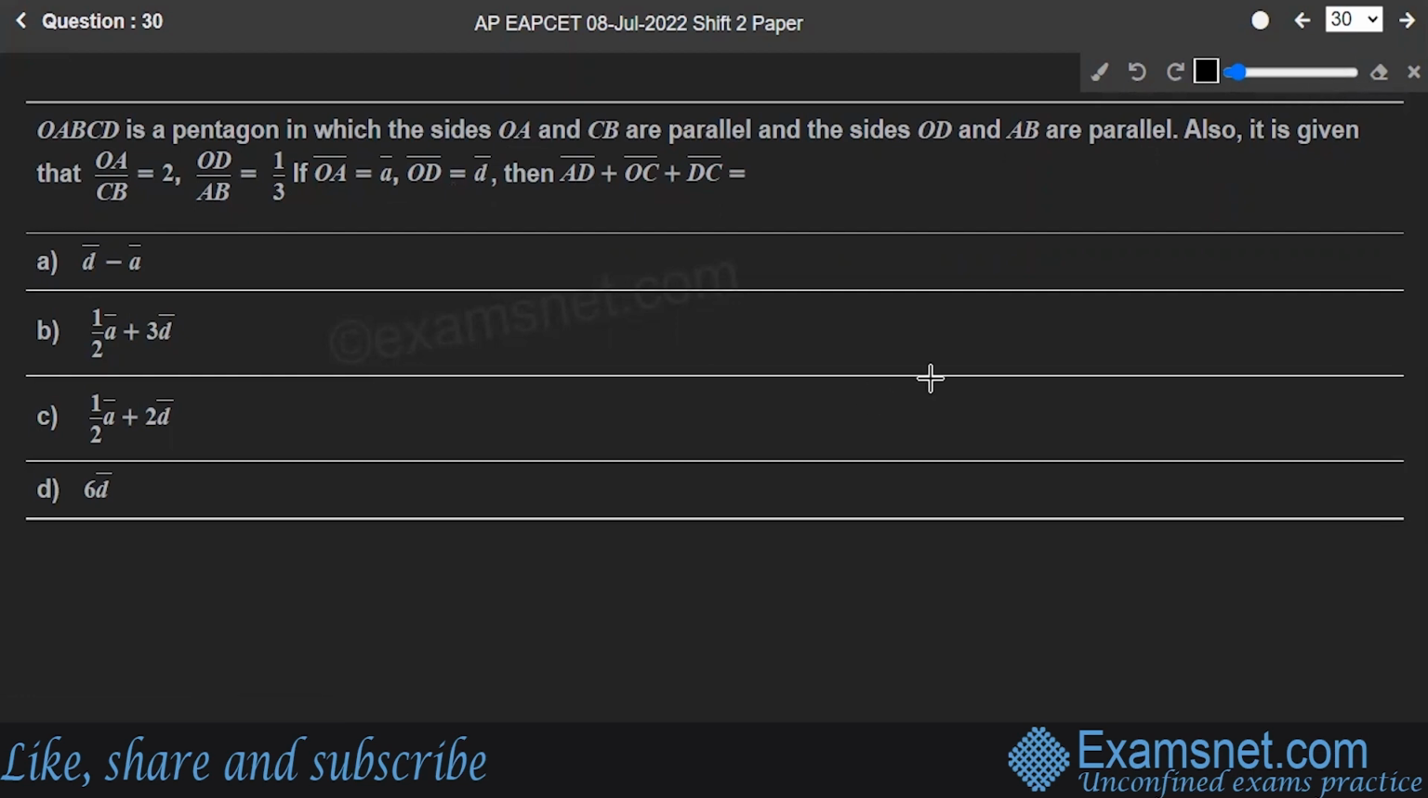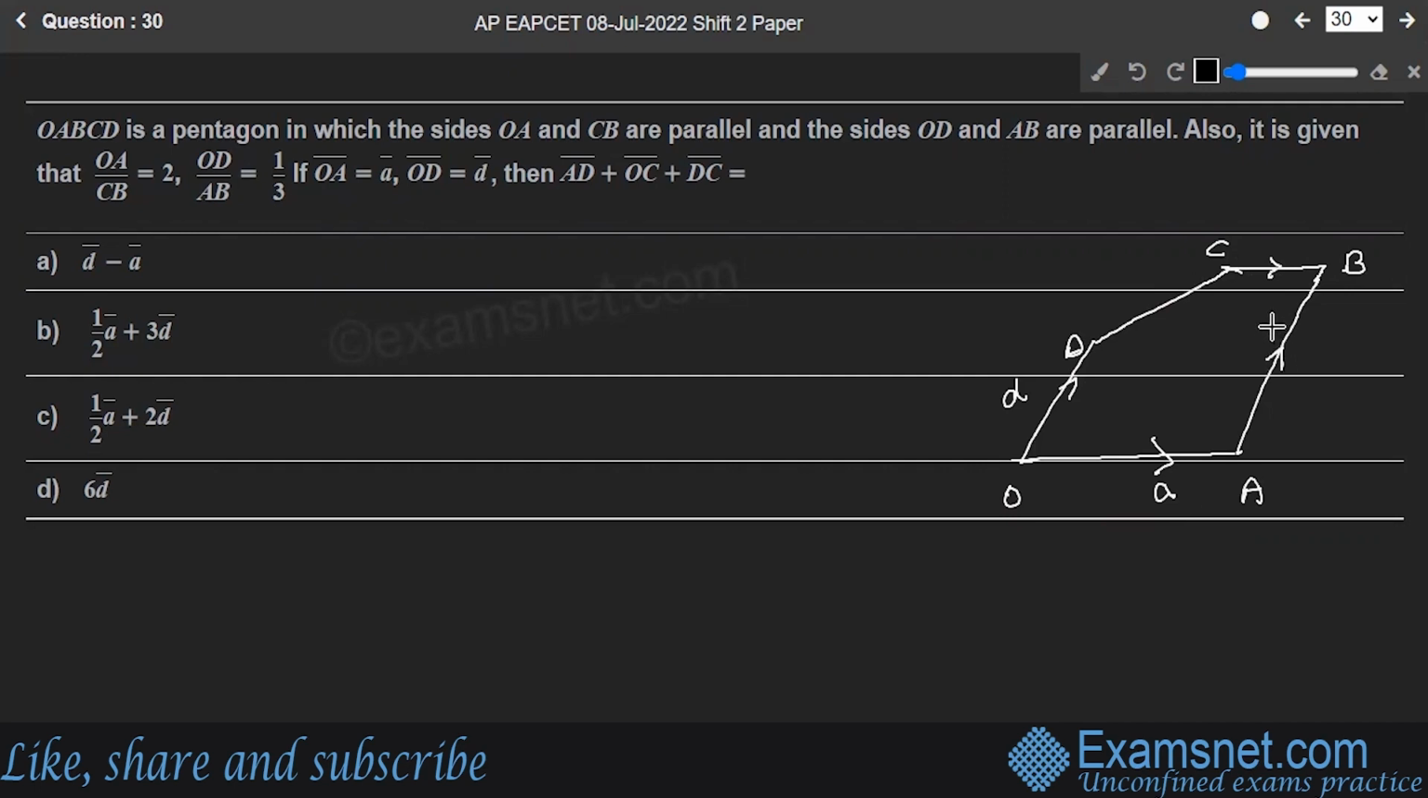Okay, again, let's make the figure first. So here I have, let this be OA, which represents your A vector. Then I have this D, and like this and like this, right? So this is O, A, B, C, D. This is a pentagon. Now you are given in the pentagon that OA and CB are parallel sides. OD and AB are the parallel sides.